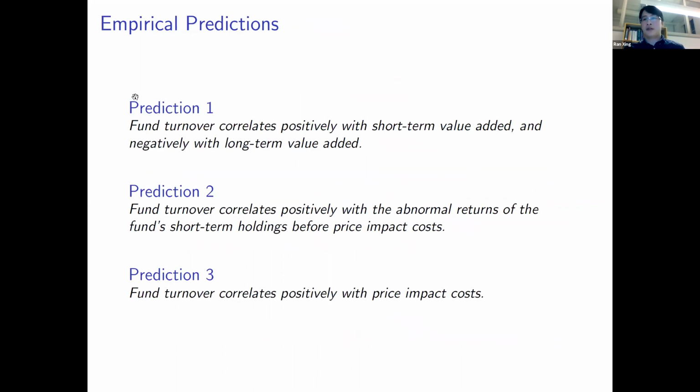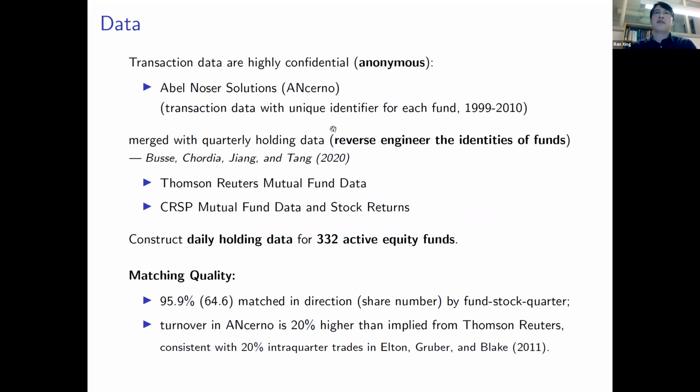Okay, just to summarize our empirical predictions, and then we're going to shift to the empirical part. For prediction one, we show that fund turnover correlates positively with short-term value added and negatively with long-term value added, because a fund specializing in short-term will choose a high turnover strategy. Prediction two tells us fund turnover correlates positively with the annual return of the fund's short-term holdings before price impact cost. So that's about the alpha. And prediction three tells us fund turnover correlates positively with the price impact cost, as I have just shown. So now we shift to the empirical part.